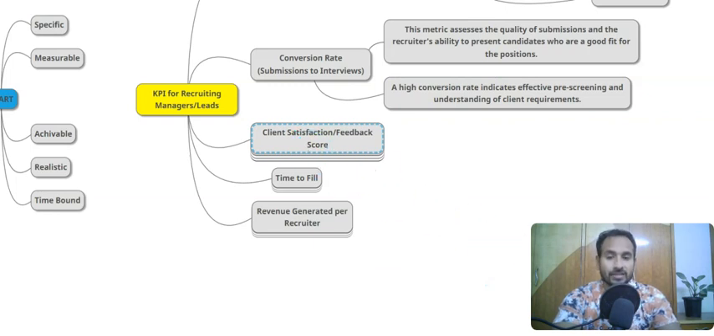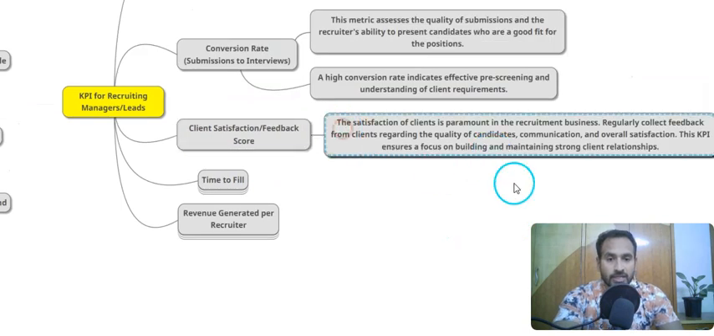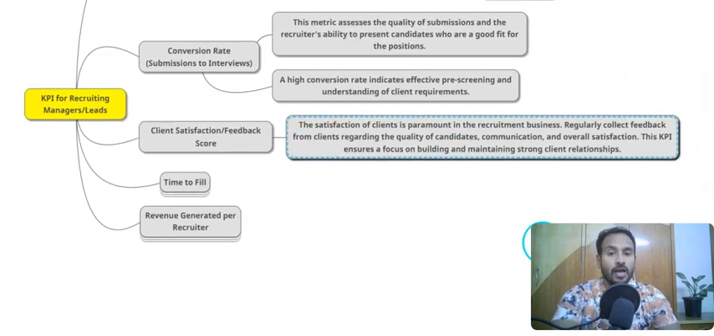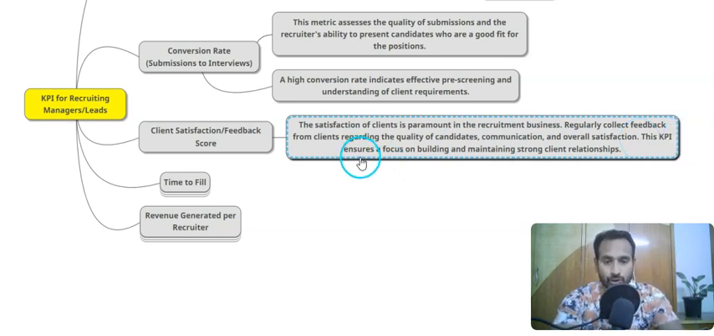And third point you can keep as your KPI is client satisfaction and feedback score. So who takes care of this? We generally focus on numbers, but this is very important. Why? Client satisfaction is paramount in the recruitment business, right? This is where the money will flow. So regularly collect feedback from clients regarding the quality of the candidates, communication, and overall satisfaction, how they feel. This KPI ensures a focus on building and maintaining stronger client relationships, and you can get more and more referrals or more and more requirements.